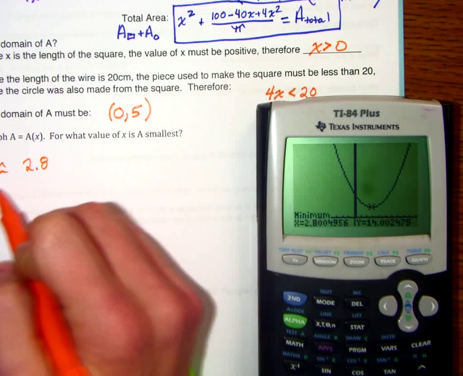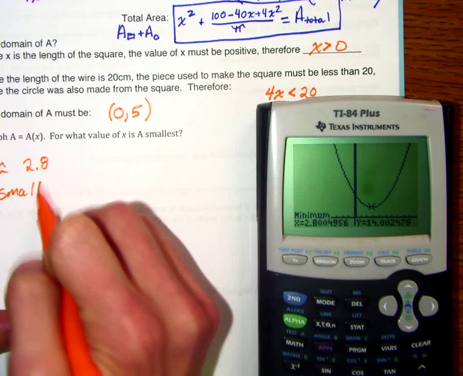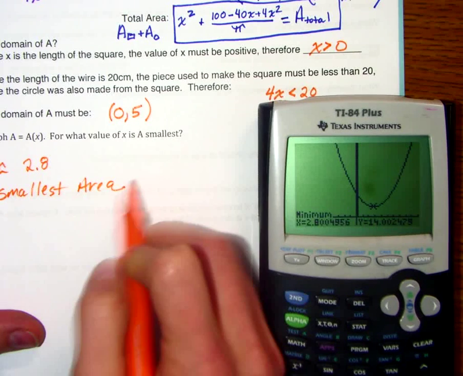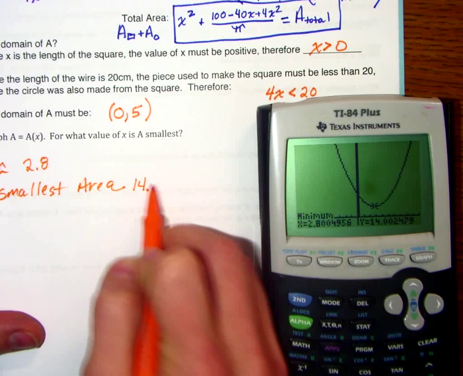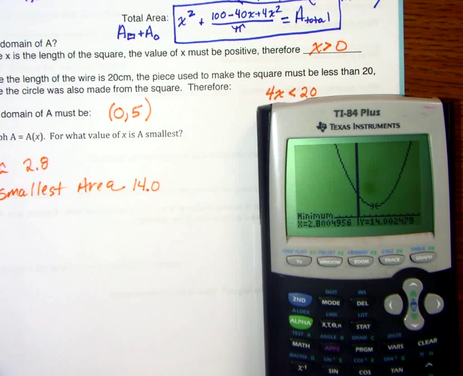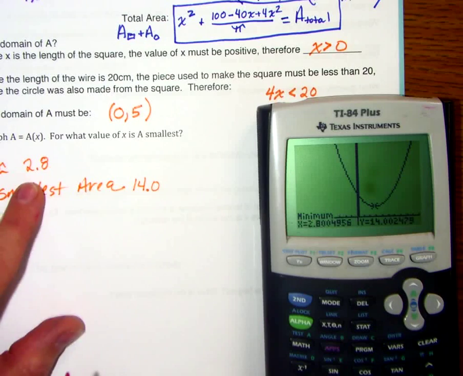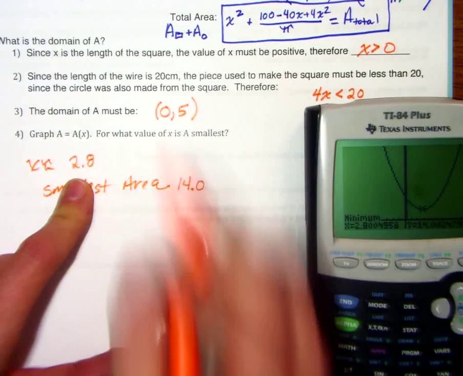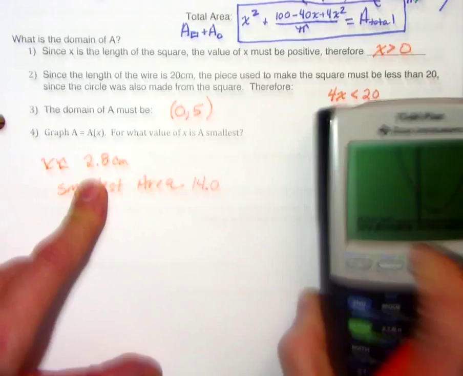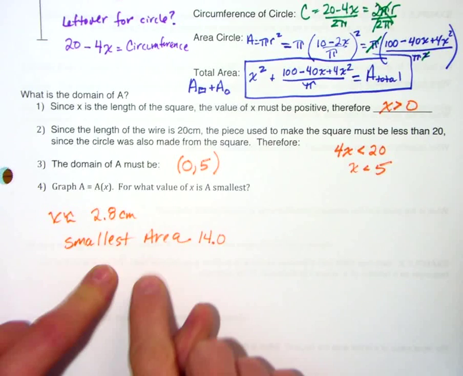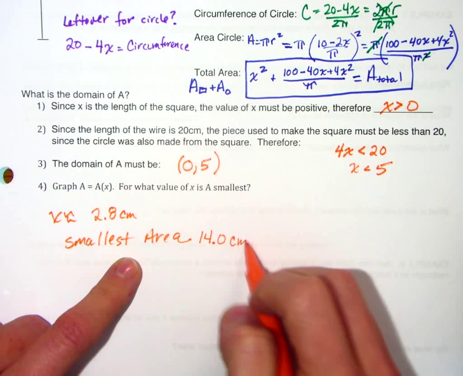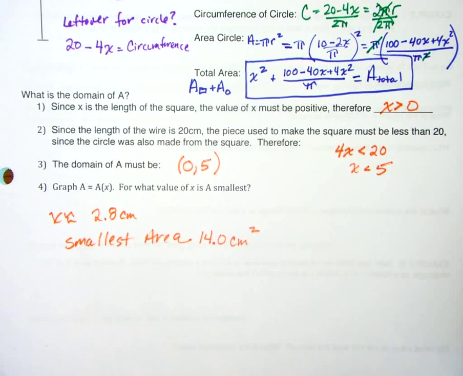And what is the smallest area here that we could have? 14.0. I think we have some units here. 2.8, what are the units? Centimeters for x because x is a distance. What about the area, the smallest area? This is centimeters squared. Do you guys have any questions about this example?